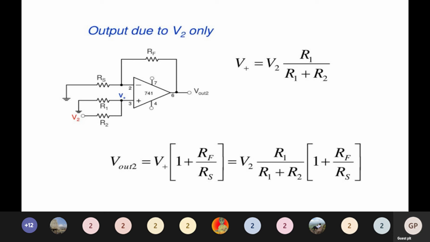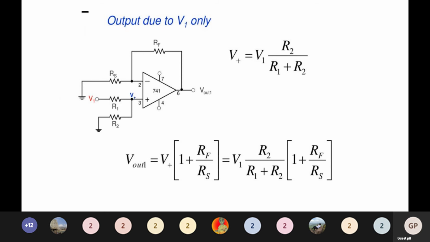To find the voltage at this point, V plus will be equal to the total voltage V2 times the other resistance R1 divided by the total resistance R1 plus R2. This is the expression for V plus, and again it acts like a non-inverting amplifier, so the final expression will be V0 equal to 1 plus Rf by Rs times the input. The input is V plus, so substitute that here and I get this expression. This is the output due to V2, and the previous one is the output due to V1.